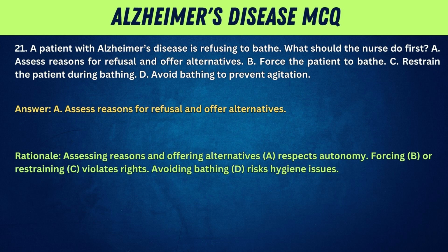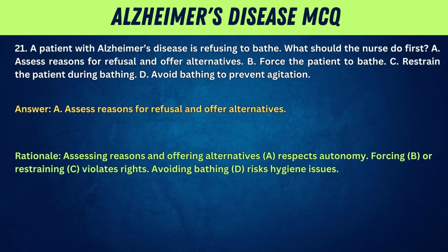21. A patient with Alzheimer's disease is refusing to bathe. What should the nurse do first? A. Assess reasons for refusal and offer alternatives. B. Force the patient to bathe. C. Restrain the patient during bathing. D. Avoid bathing to prevent agitation. Answer. A. Assess reasons for refusal and offer alternatives.